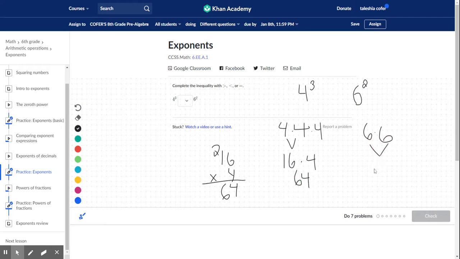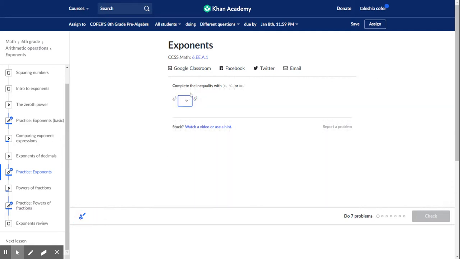Over here, I have 6 times 6, which is 36. I now can use my inequality sign to compare the two. Since 64 is bigger than 36, I need my inequality sign to look like that. So then I go back here, get my inequality sign, and I am done.